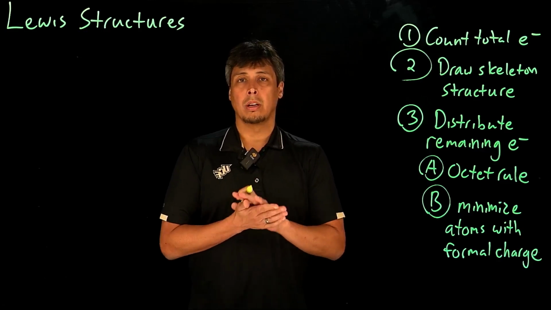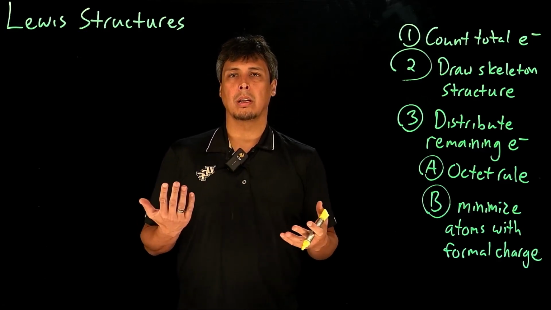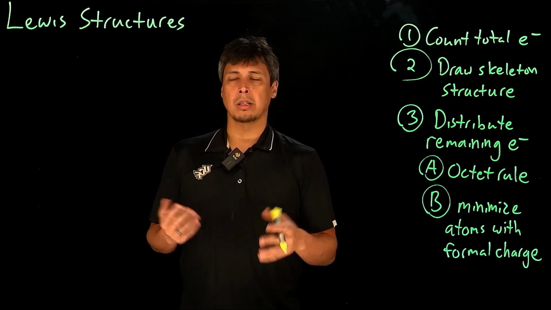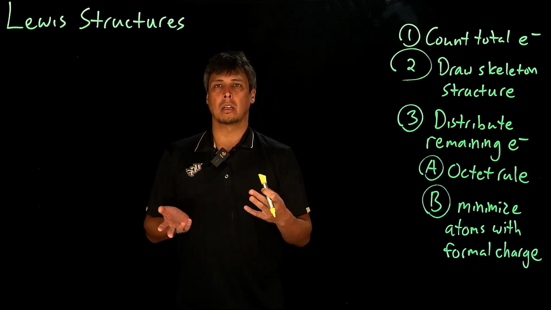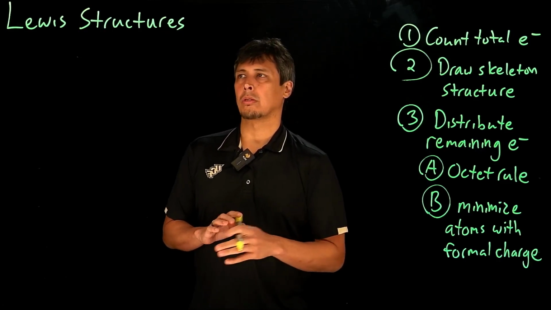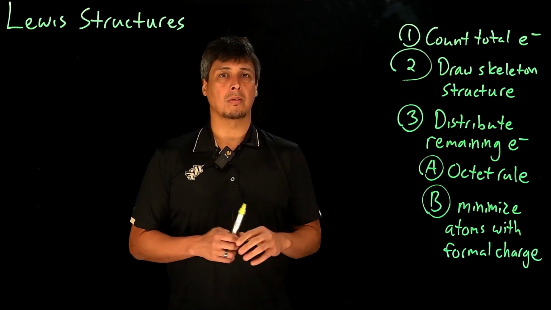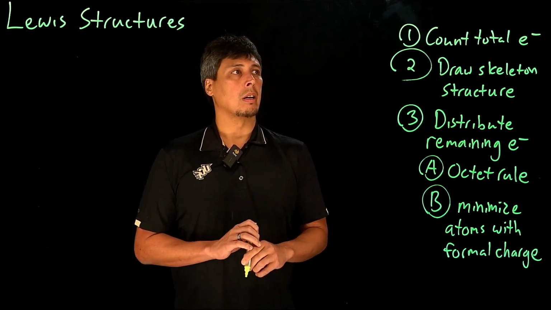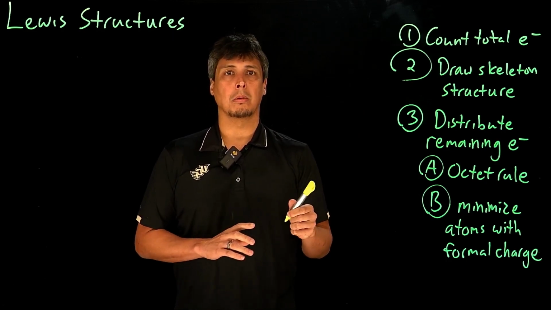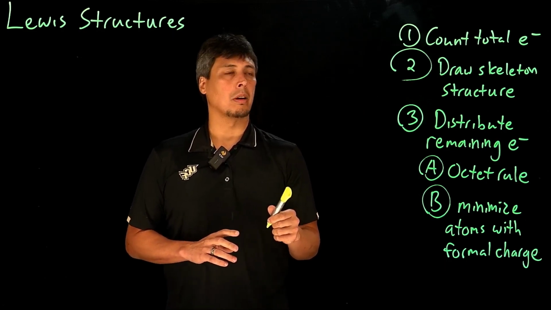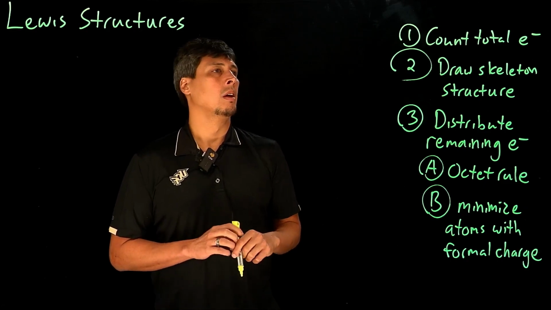Okay. So as we go into looking at coordination chemistry, let's first review Lewis structures before we start to talk about that. The basic process for drawing a Lewis structure is, first, we're going to count the total number of electrons in our compound, and that is valence electrons.